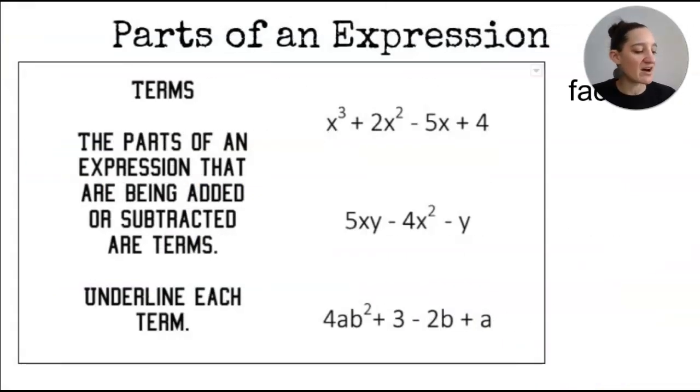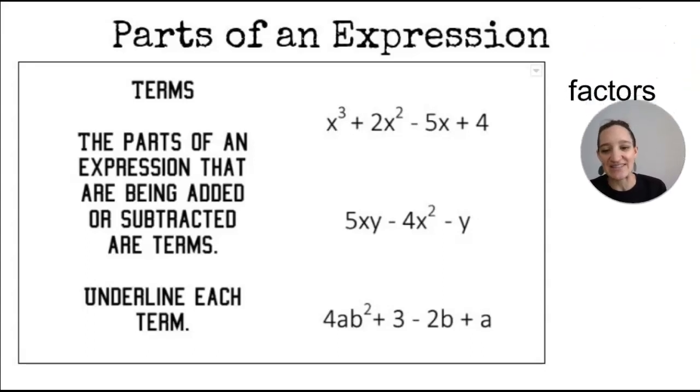Let's go back and focus on terms. Like we talked about, terms are the parts of an expression that are being added or subtracted together. So we're going to practice. We're going to underline. Once we get to a plus, we're going to stop, and that is one term. So let me give you an example. Here's a x squared. Oh, there's a plus. We're going to stop. That is one term.